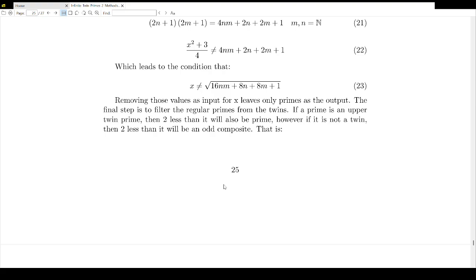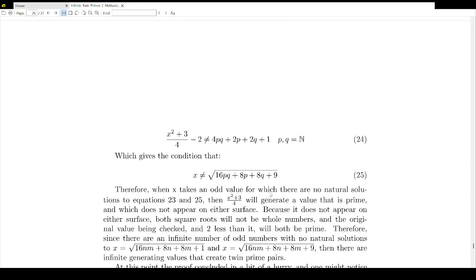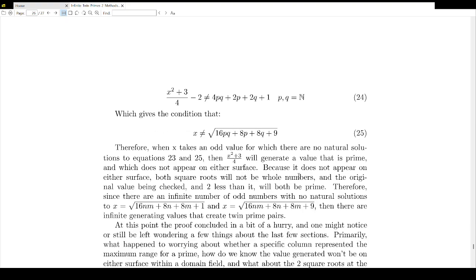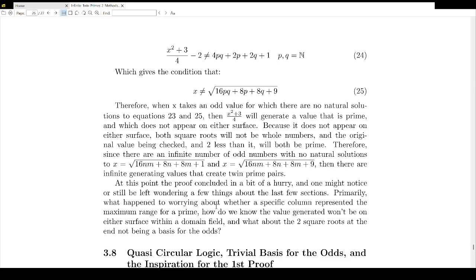That's what proves it. But here's the part that I was not rigorous about at the beginning and just left as an exercise for the reader. I said, because it does not appear on either surface, both square roots will not be whole numbers, and the original value being checked and 2 less than it will both be prime. Therefore, since there's an infinite number of odd numbers with no natural solutions to x equals this and x equals that, then there are infinite generating values that create twin primes.